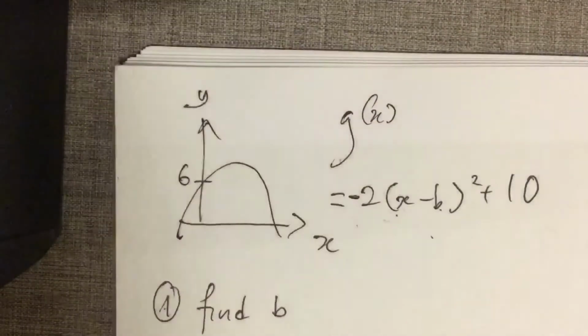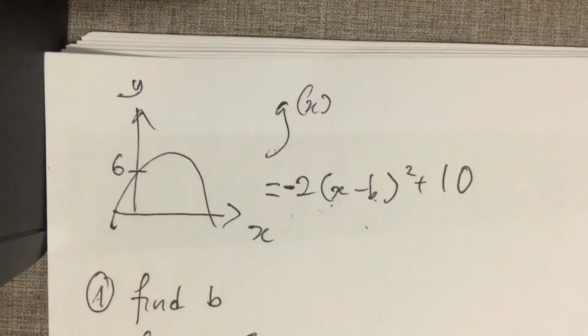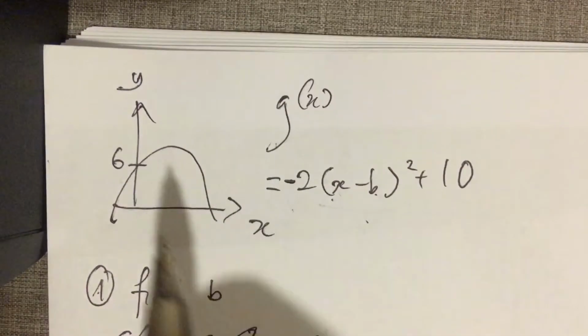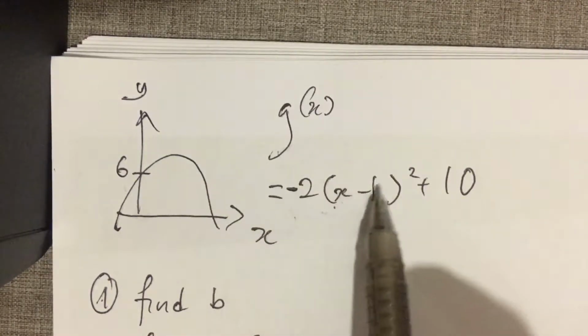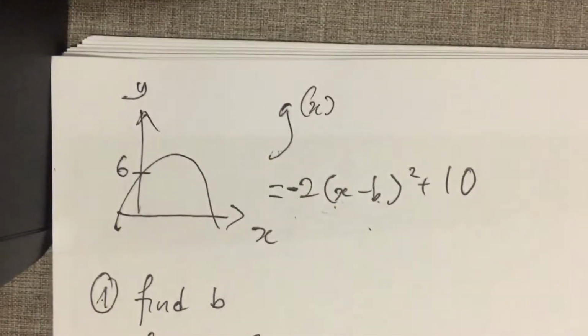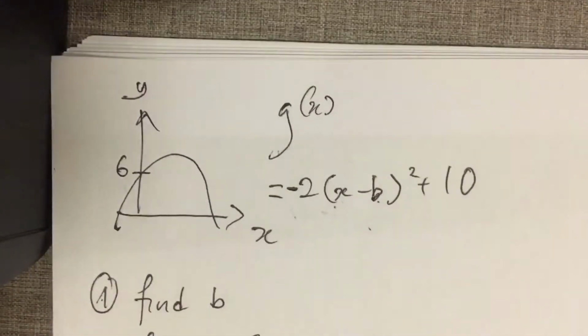Okay guys, I'm going to help you answer quadratic function graph questions. Usually they'll give you a graph picture and a function g(x) = -2(x - b)² + 10, and ask you to find b. They want you to find this b. So how do you do this?